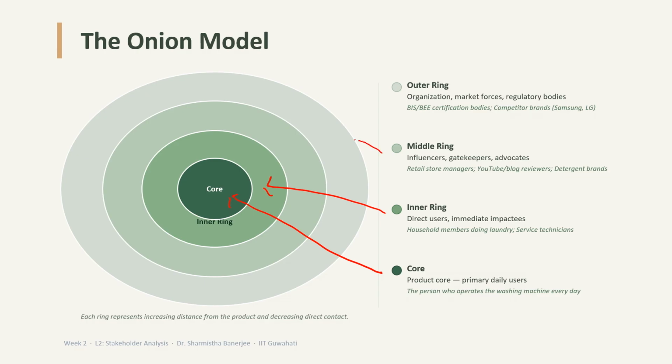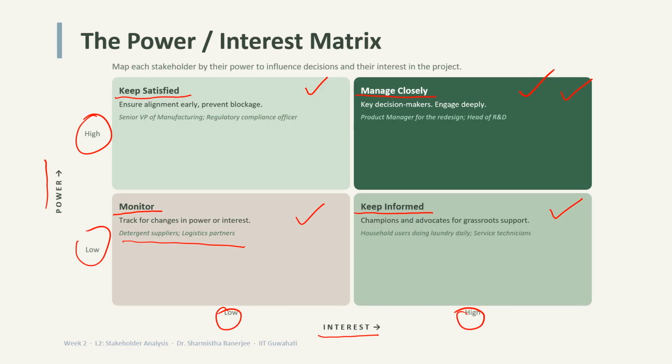Then I have the middle layer, which is influencers, gatekeepers and advocates. So retail store manager, YouTube or blog reviewers and detergent brands can be put over here. Then you have the outer ring, which is composed of all the organizations, market forces, regulatory bodies who are also stakeholders to be satisfied. So each ring represents the increasing distance from the product and, as a result, the direct contact with the product. And the previous model that we designed is again something that you use to understand the power and the interest of each one of them.